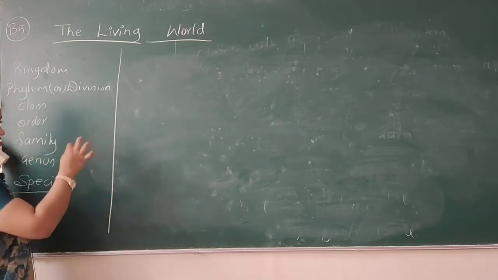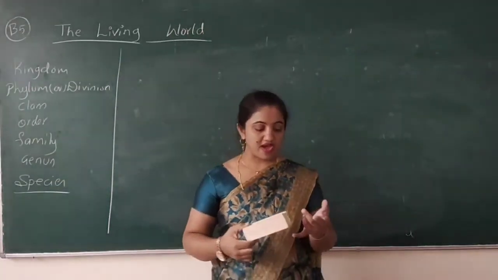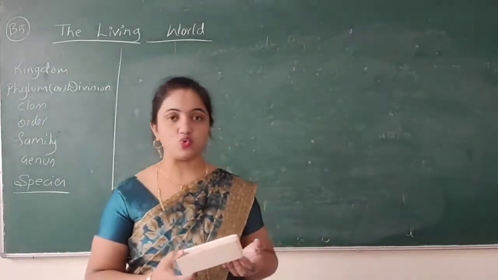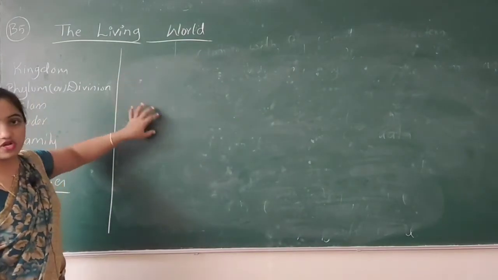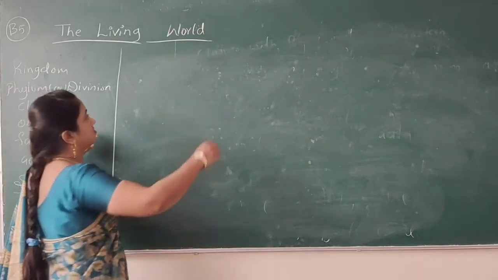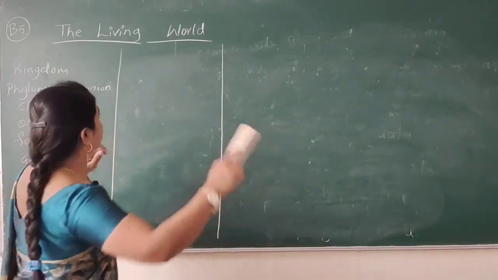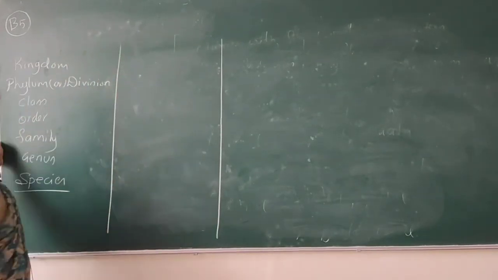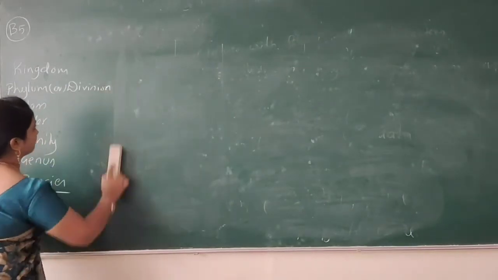I will take 4 organisms like man, insect, wheat and mango. These 4 organisms' systematic position I am going to write on the board. Please copy this, and you have to learn this systematic position. All right. Let me write one by one so that you can follow.